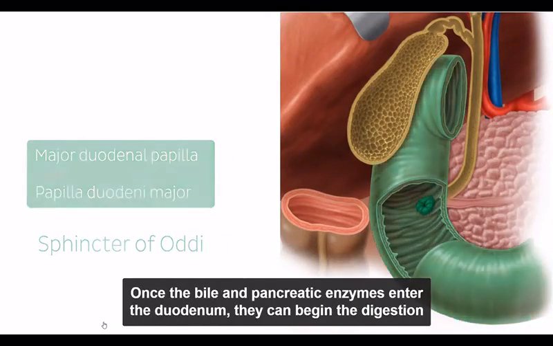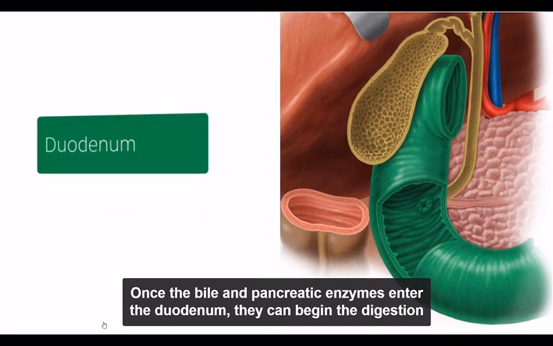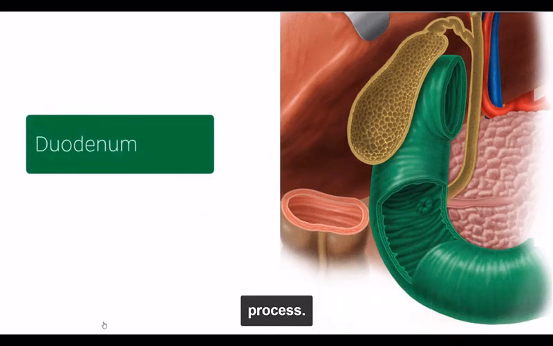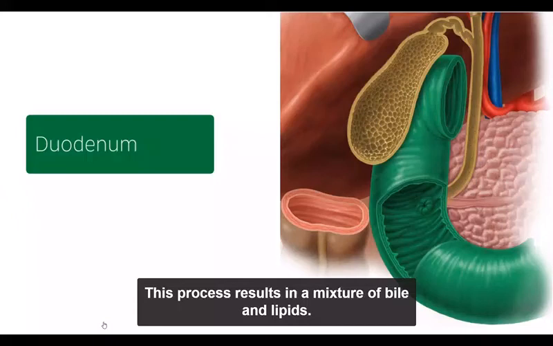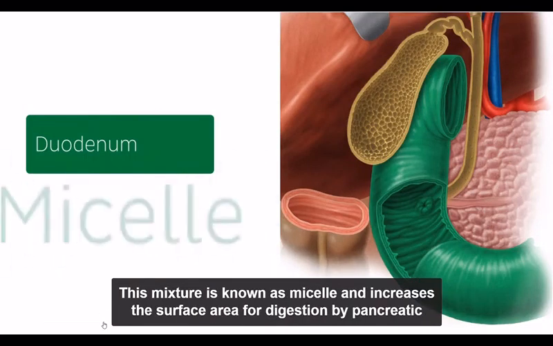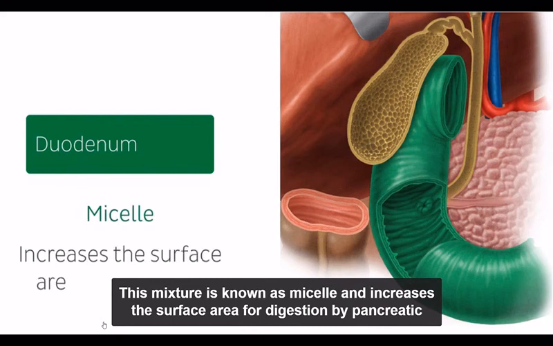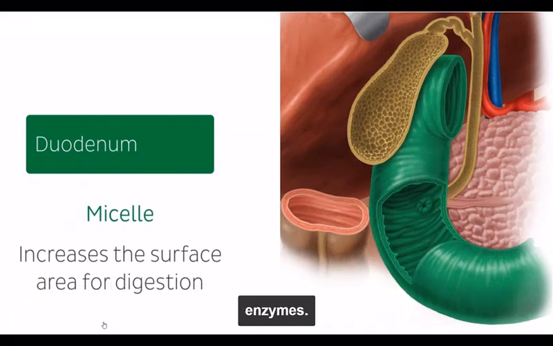Once the bile and pancreatic enzymes enter the duodenum, they can begin the digestion process. Bile is responsible for emulsifying lipids, otherwise known as fats. This process results in a mixture of bile and lipids. This mixture is known as micelle and increases the surface area for digestion by pancreatic enzymes.